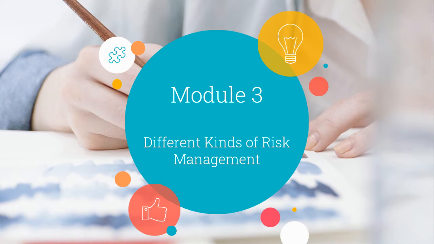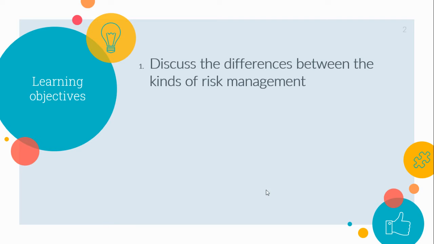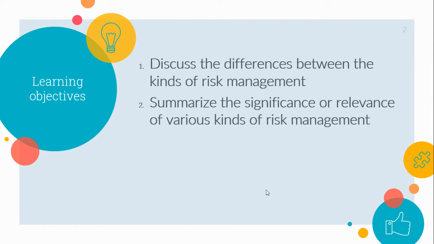So this unit gives an overview about the basics of risks, riskless securities, and the connection of risk and time horizons. Also, this unit will allow the students to know more about the different kinds of risk management. Likewise, this will also introduce students to some examples of riskless investments and securities. So these are the learning outcomes or learning objectives for Module 3. Discuss the differences between the kinds of risk management. Summarize the significance or relevance of various kinds of risk management.